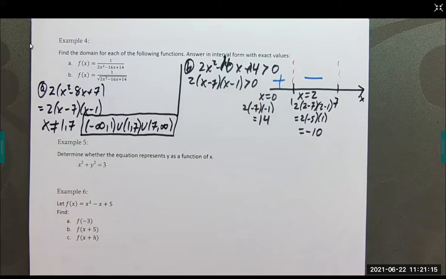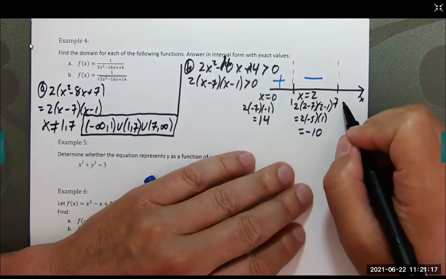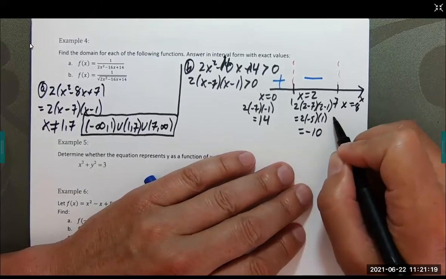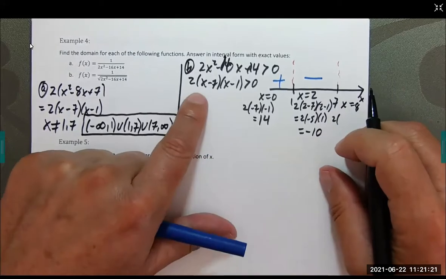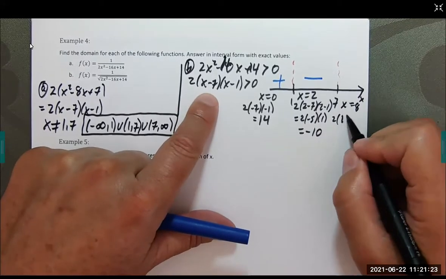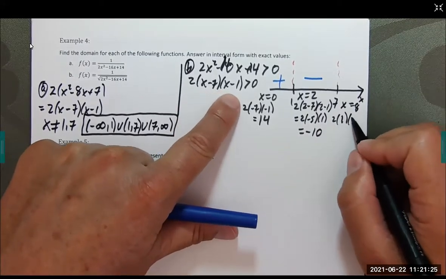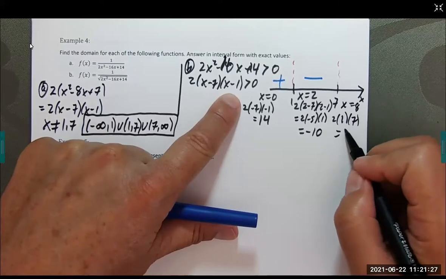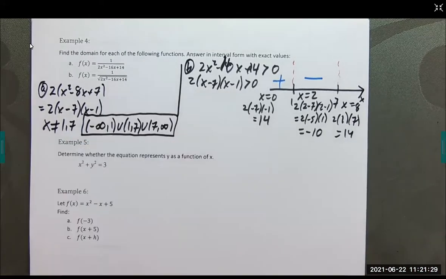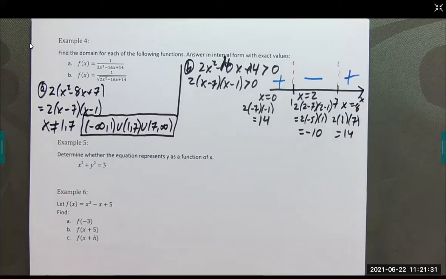So let's test something bigger than 7. Let's do x equals 8. 2 times 8 minus 7 is 1. 8 minus 1 is 7. The point is, any x value there is going to make it positive.